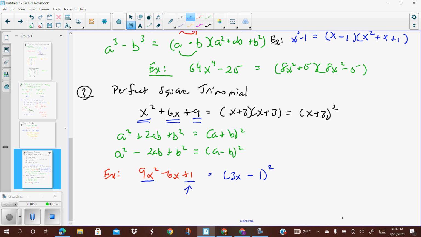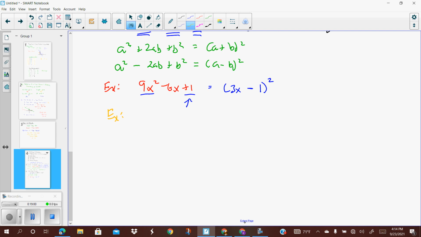Okay, let's try one more. Let's give another example. This one's a good one to at least keep working on. So let's have 25x squared plus 30x plus 9. Let's double check. If this is a perfect square trinomial, the first term has to be a perfect square, and so does the last. Well, 25x squared is the perfect square of 5x. 9 is the perfect square of 3.